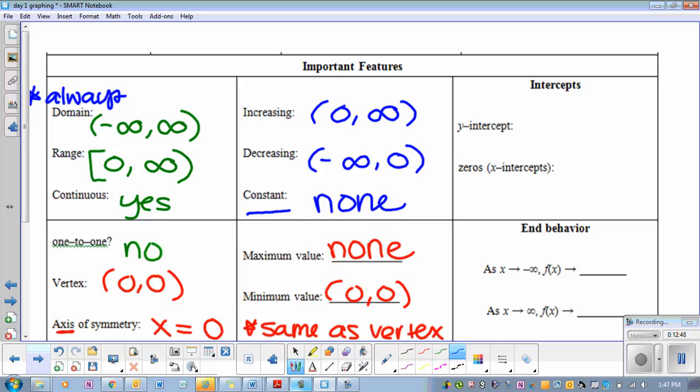All right, so your y-intercepts. Okay, we have some calculator steps to get the y-intercept. You can go to graph, trace, 0, enter. So let's write that down. Graph, trace, 0, enter.